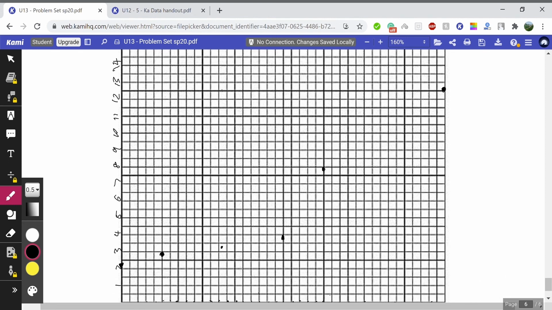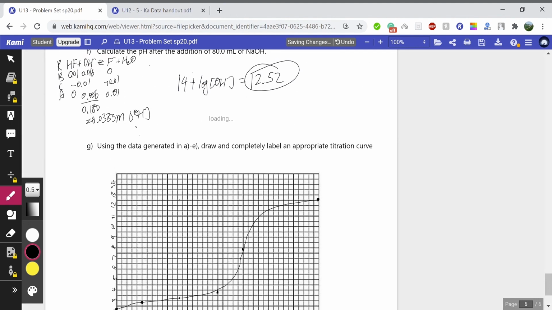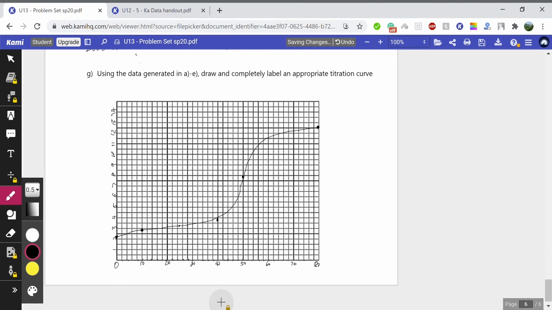So this is how our titration curve is going to look. We're going to have this and this. And this is our titration curve of HF and NaOH. And that's it for this problem set. Thank you for watching.